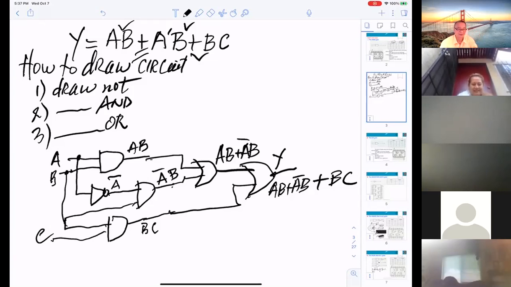You say that looks like crazy circuitry? Who cares what circuit? The only thing I want is for you to get the equation, then you're able to draw it. Make sure you draw the NOT and the AND gate before you are able to draw the OR.